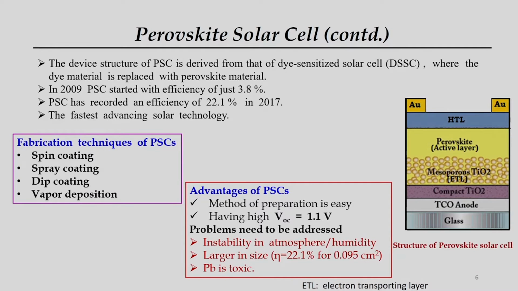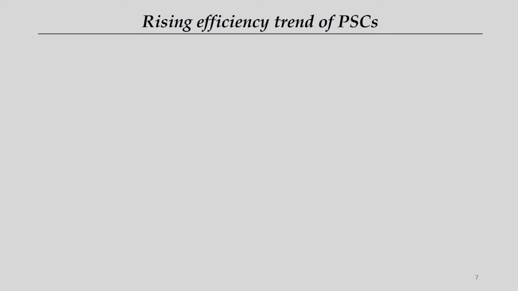This figure shows the structure of a perovskite solar cell. As you can see, we have the gold electrode, then HTL, the hole transport layer, and then we will have the electron transport layer, with compact TiO2, then the tissue anode, and then glass. So, this kind of configuration is present in the case of perovskite solar cells.